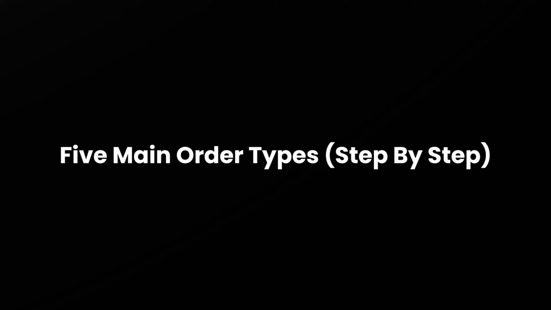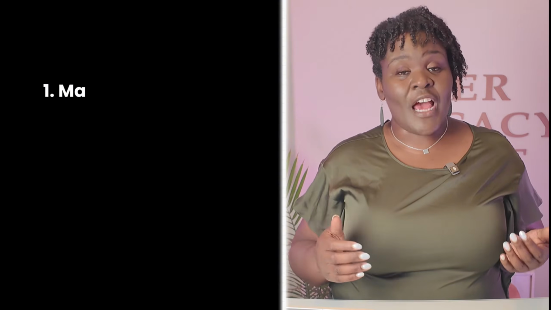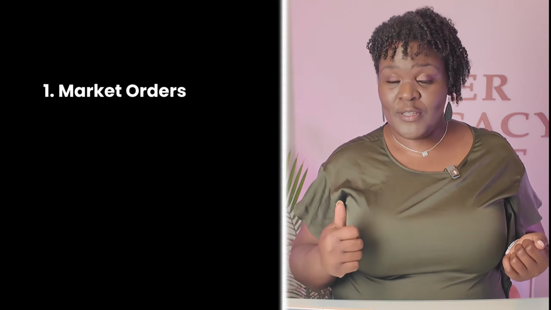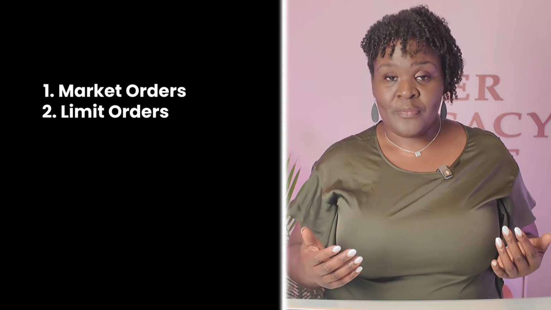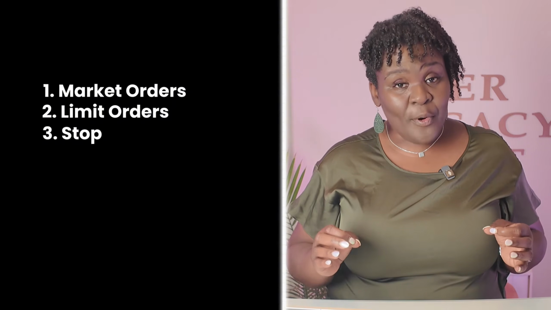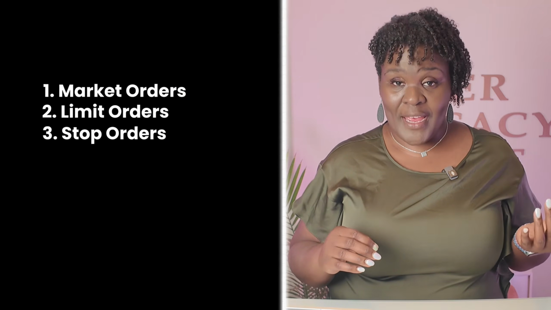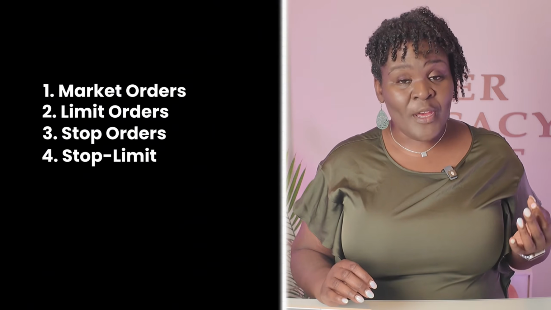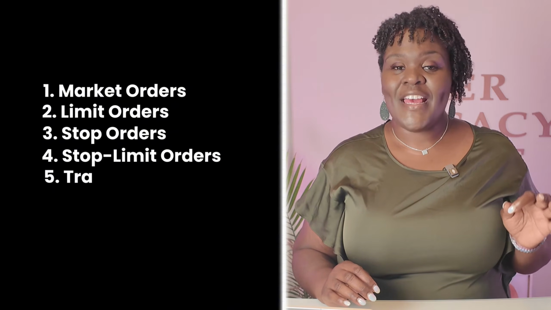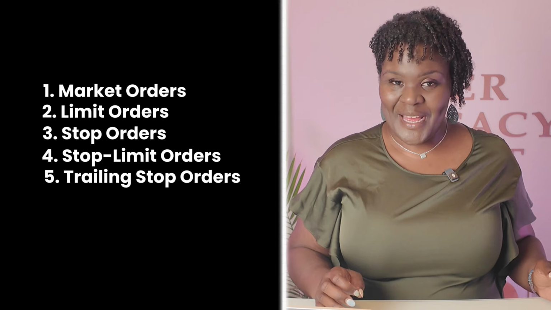So now, to make sure you never lose money because of a simple mistake, we'll clearly break down the 5 main order types step by step. We're going to talk about market orders first and foremost. We're also going to talk about limit orders. We're going to talk about stop orders, when you can buy a stop as well as sell a stop. And we're going to talk about stop limit orders, as well as my favorite, trailing stop orders.